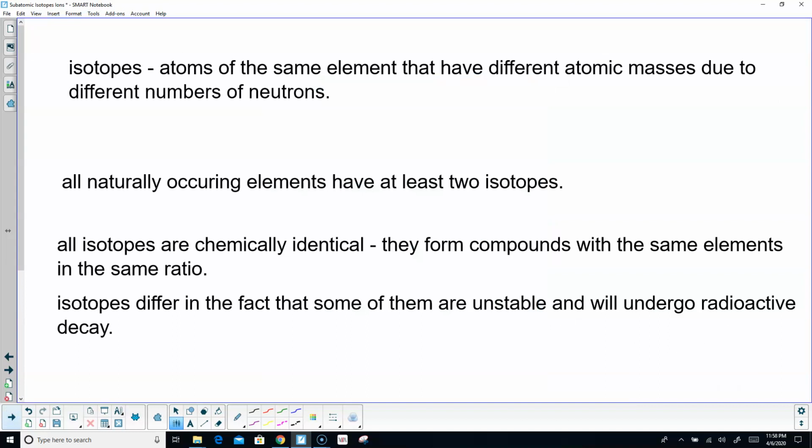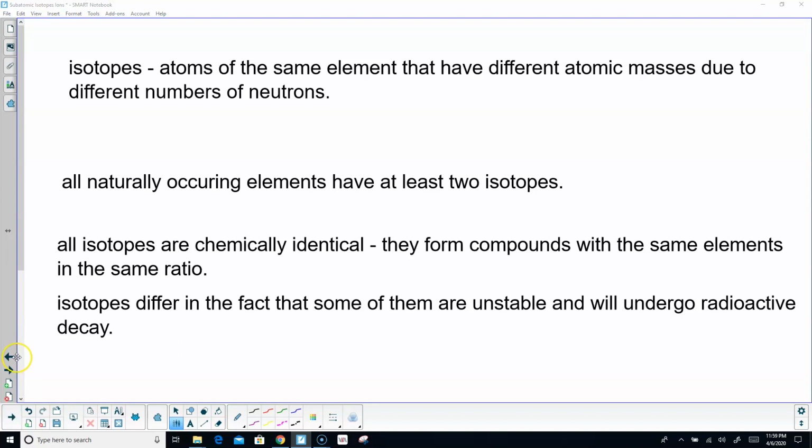A couple of other terms I want to throw out there. There's this idea of what are called isotopes. An isotope, by definition, is an atom of the same element that has a different atomic mass because it has a different number of neutrons.